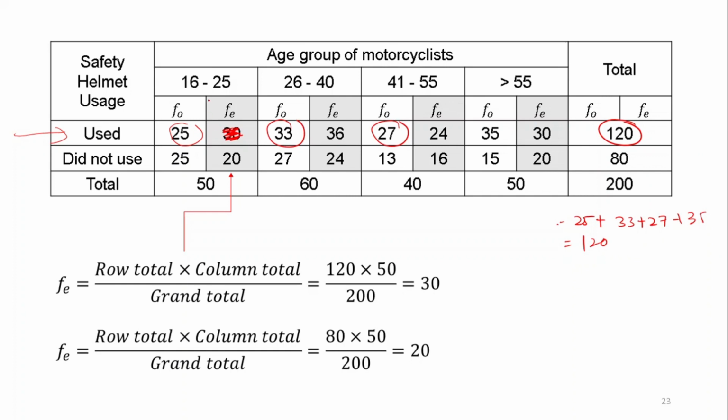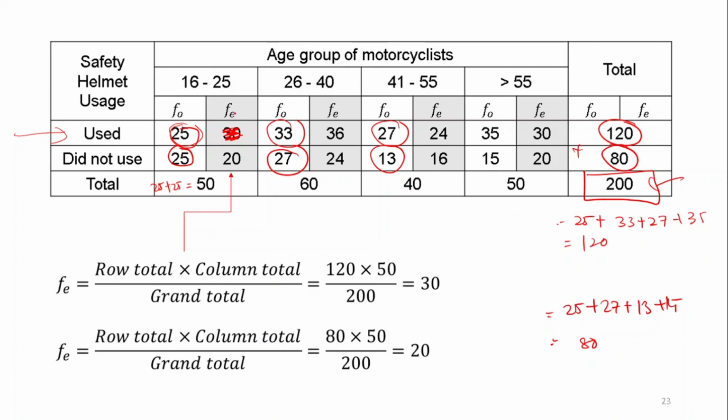Okay, and then the column total. You need to do one by one for each column. So the column total for this one is 25 plus 25, so you get 50. Then you need to calculate the row total for did not use, which is 25 plus 27 plus 13 plus 15, so we get 80. The grand total is 120 plus 80, so you get 200. So this one is the grand total.